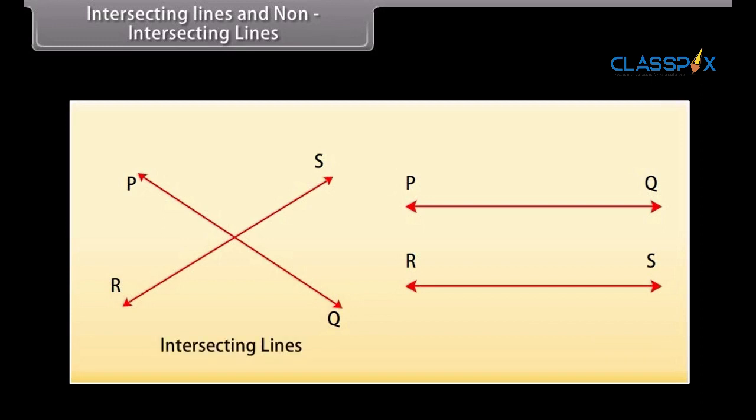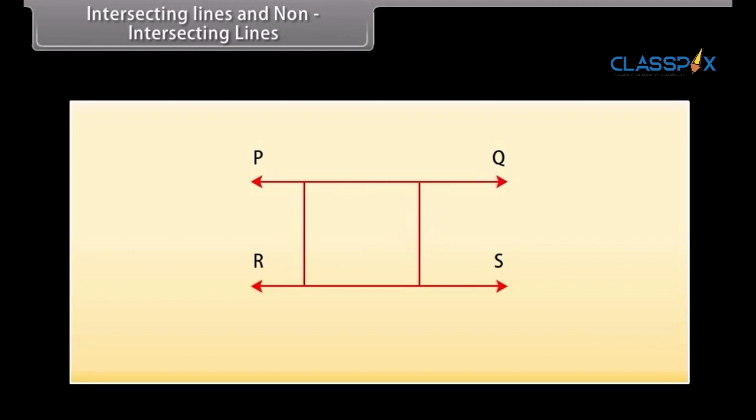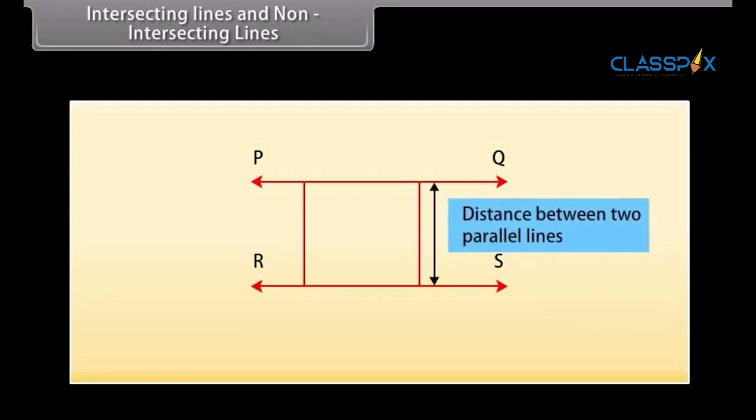These are intersecting lines and these are parallel lines. And the length of the common perpendiculars at different points on these parallel lines is the same. This equal length is called the distance between two parallel lines.